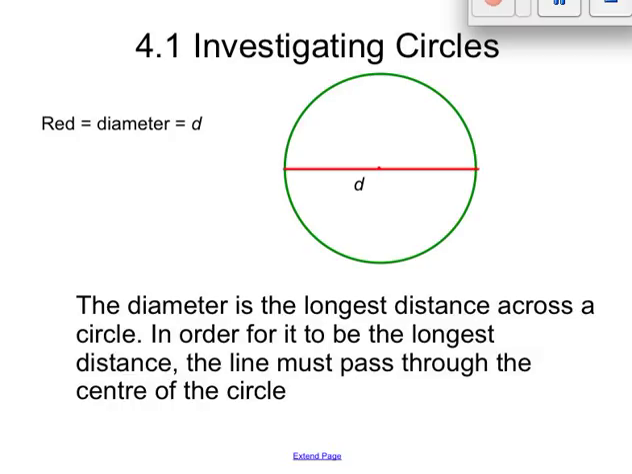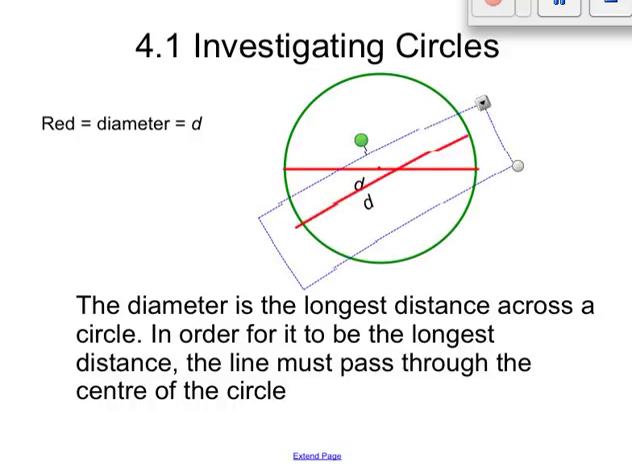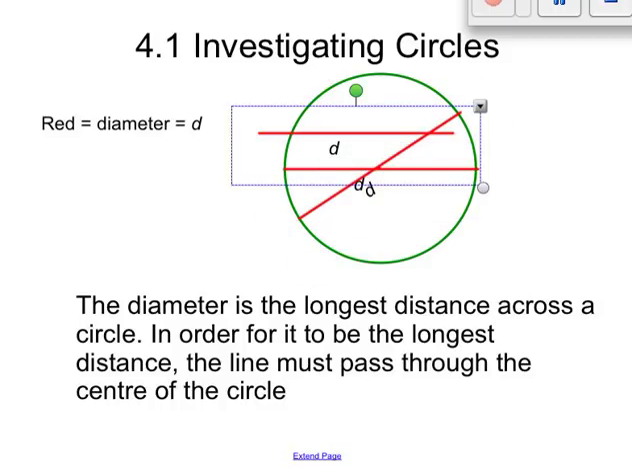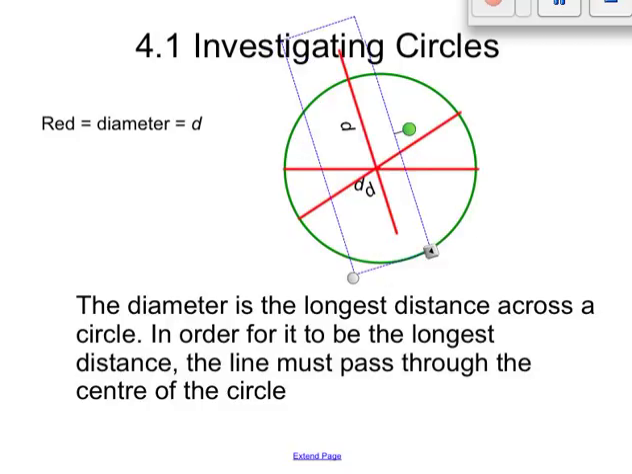In order for it to be the longest distance, the line must pass through the center of the circle. So it doesn't matter from which point it goes to, as long as it passes through the center, you'll notice the diameter is always the same length. No matter where you put it, no matter how you turn it, it's always going to be the same length, and as long as it always passes through the center, it's always the longest distance across.